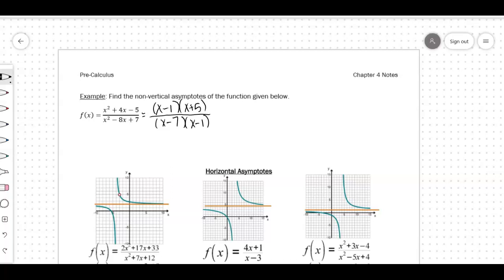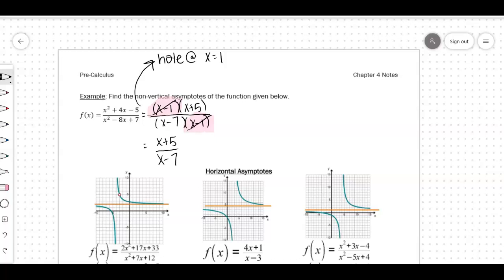And like I said, since something cancels right here, x minus 1 and x minus 1, we can actually use synthetic division. Let's make a note, we'll talk about this later, but that would mean that we would expect to see a hole at x equals 1. That would be a removable discontinuity since they canceled top and bottom. So what we are left with is x plus 5 over x minus 7.